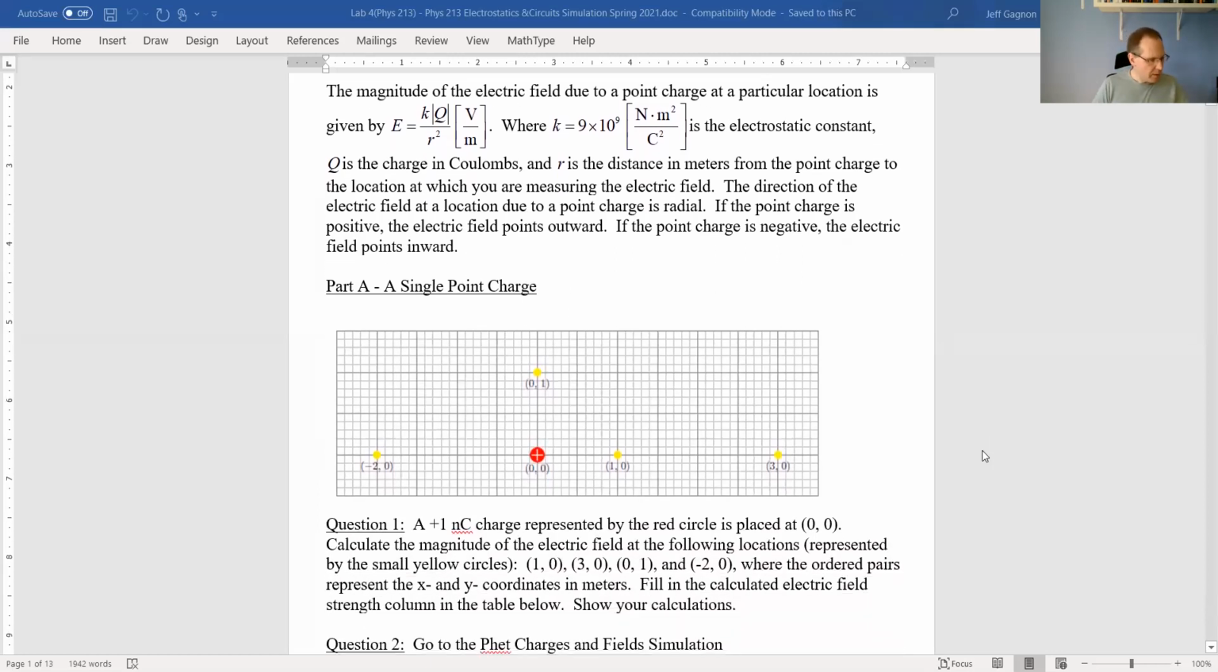Okay, so in the first part, we have this setup. We have a single positive charge at 0, 0, and these are just locations at which we want to measure the electric field, okay?